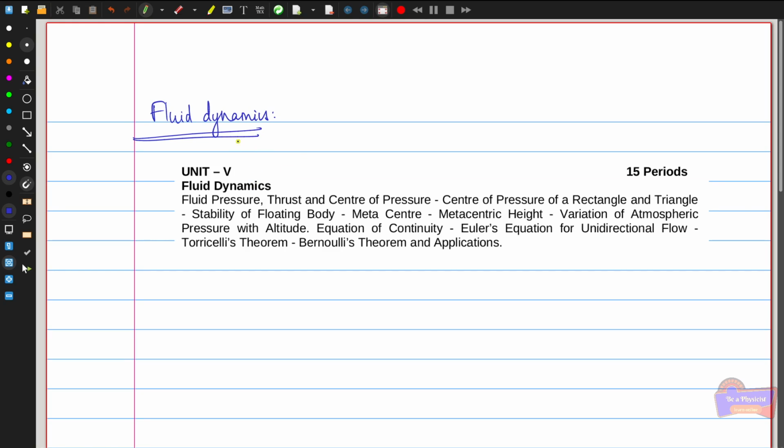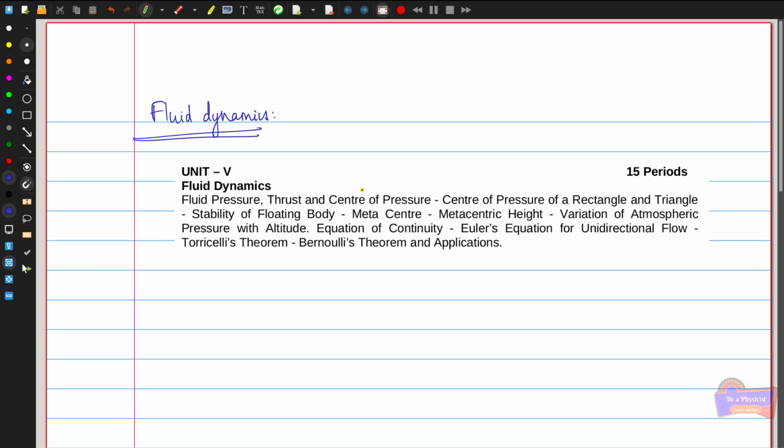In this video, we are going to begin studying Unit 5, that is fluid dynamics. In this fluid dynamics topic, we are going to study the pressure of the fluid. That means, if you take a fluid in a container, how this pressure of the fluid affects the submerged objects in the fluid, and we are going to derive the equation for the thrust and the center of pressure of this fluid.